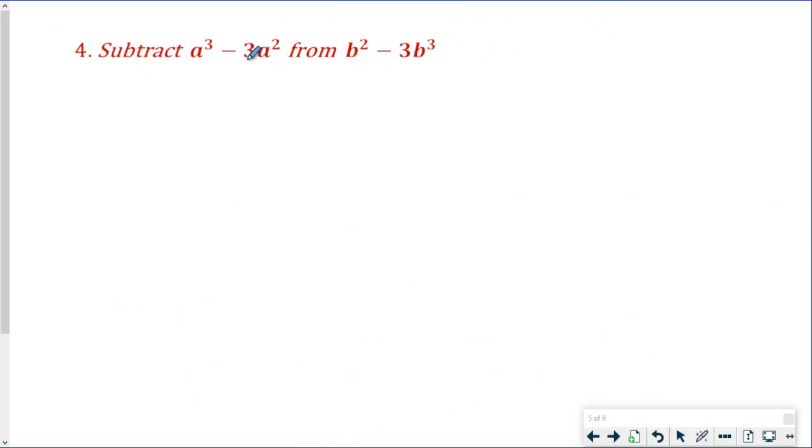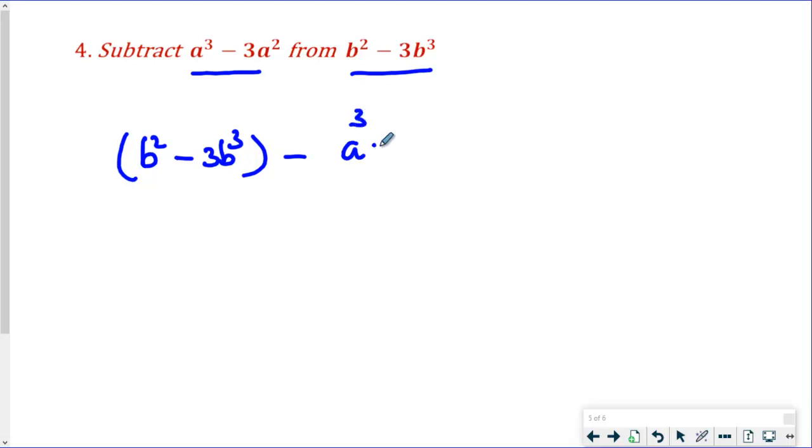Now next one. Here we want to subtract a³ − 3a² from b² − 3b³. So here first we have to write from where we are subtracting, that is b² − 3b³. This is the first polynomial. The second polynomial is a³ − 3a². We want to subtract this here.